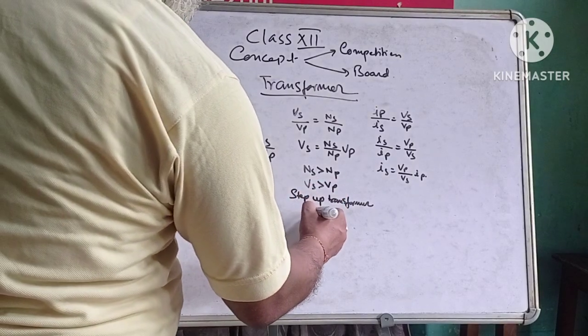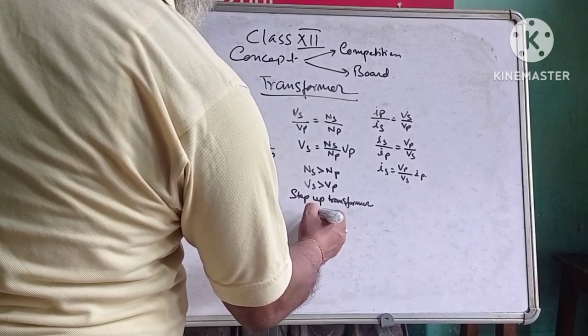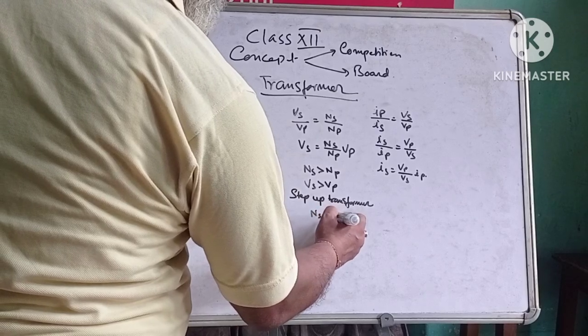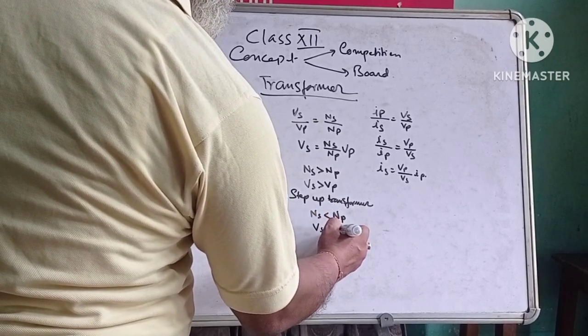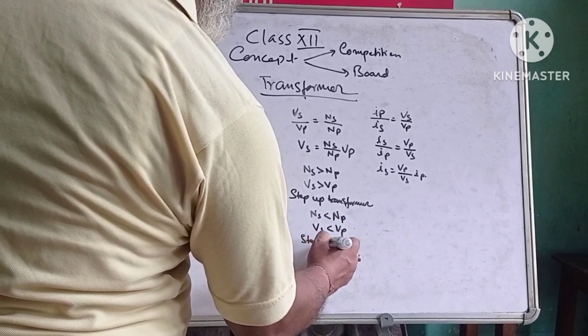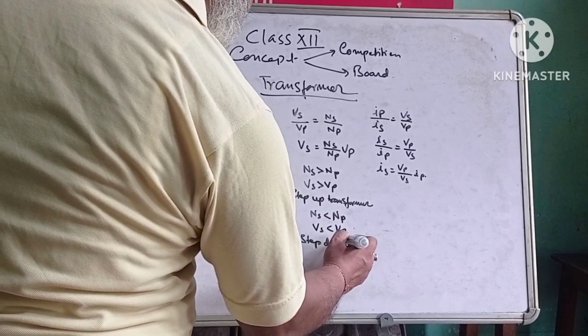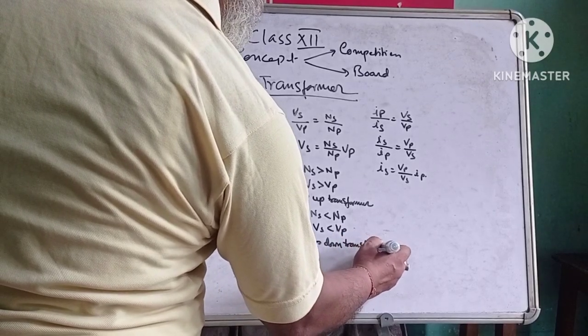Again, you see here that if Ns is less than Np, so your Vs will be less than Vp. So this is a step down transformer.